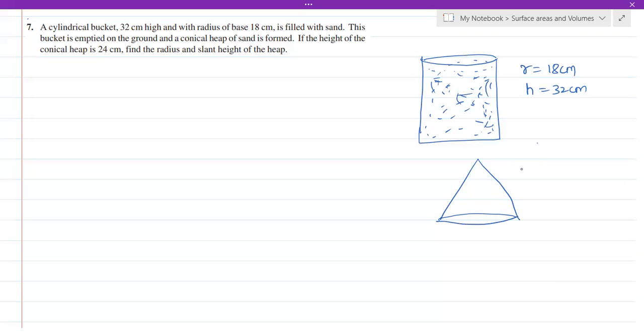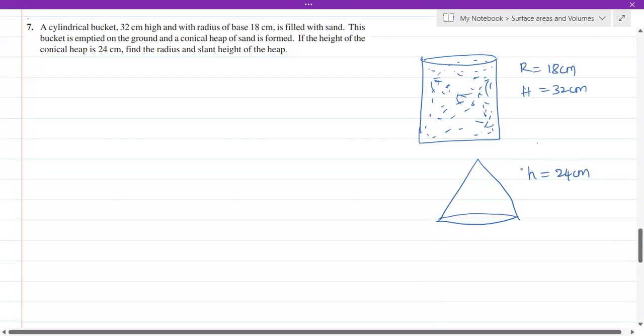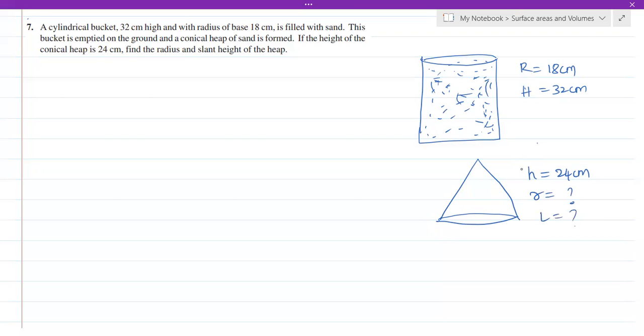Now if the height of the conical heap, so let's take capital H to be the height of the cylinder and small h to be the height of the cone, which is 24 centimeter. What we have to find is the radius. So let's take this as capital R. Small r is the radius of the cone, which should be found, and we should also find the slant height. Now it's very clear the cylindrical shape is converted into the conical shape.